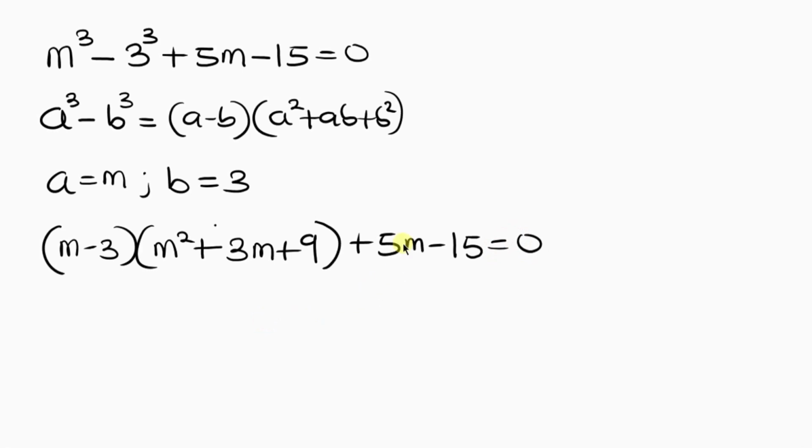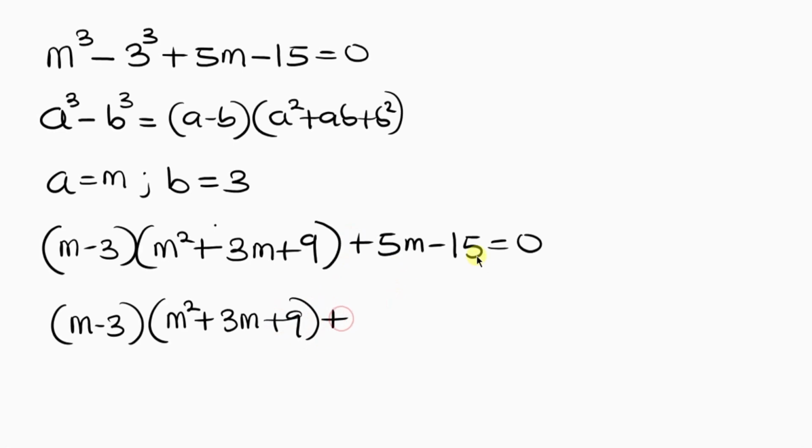Now our next step will be for us to factorize this. So this will be m minus 3 times m squared plus 3m plus 9 plus, now notice that 5 is common, so I can write out 5, open a bracket. So 5m divided by 5, I have m, minus 15 divided by 5, I have 3. Very good. And this is equal to 0.